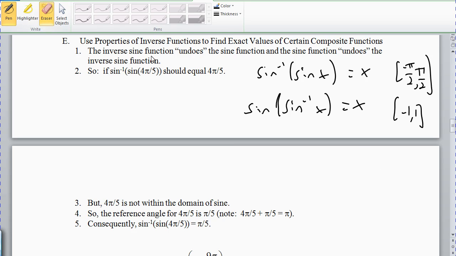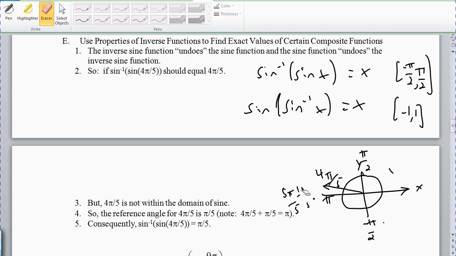Got that? So what that means is we can use a reference angle. We have a pi halves here, we have a pi halves down here. Well, this is 4 pi fifths, and this part is pi fifths, since we're using a reference angle. Which means we have a pi fifths here, and a pi fifths here.